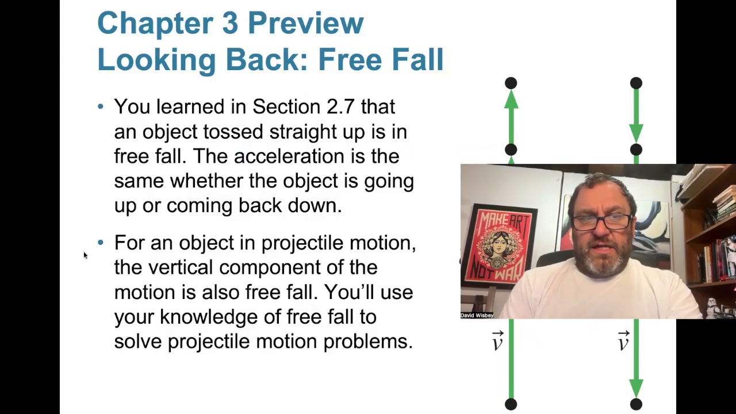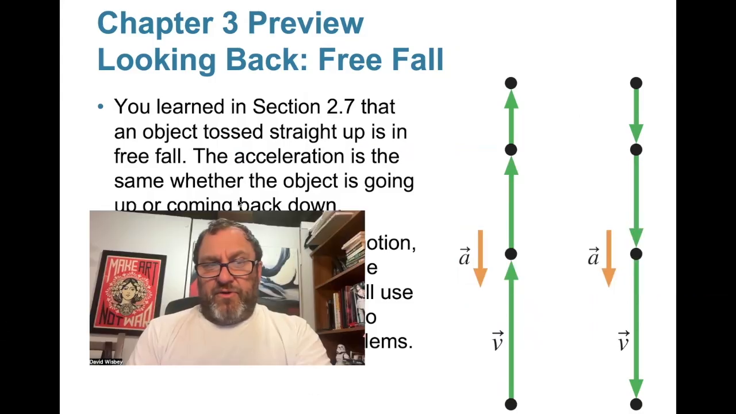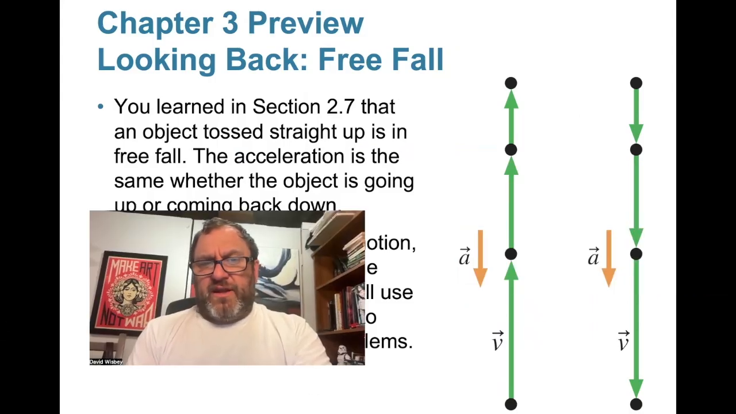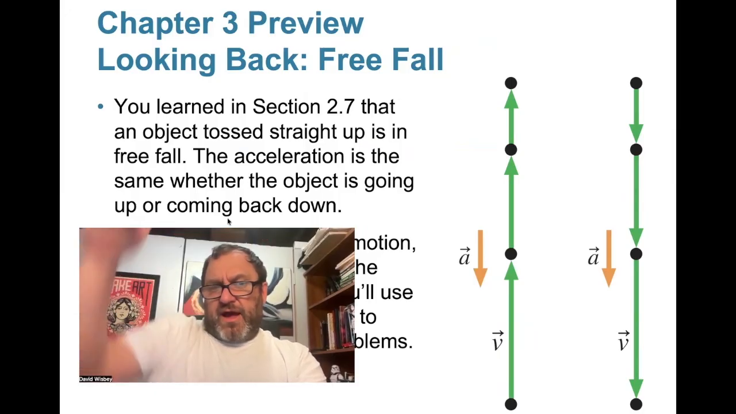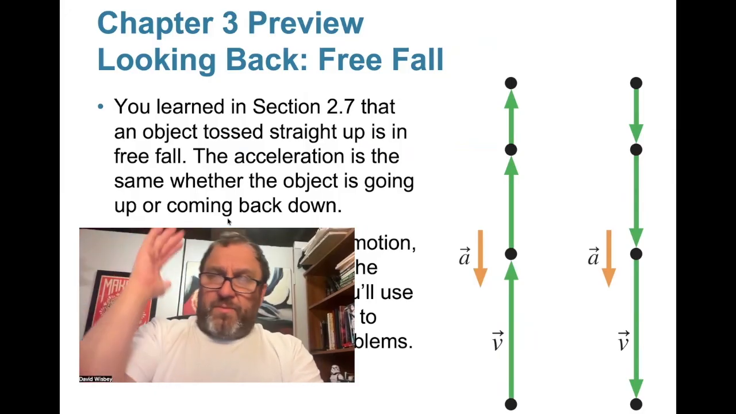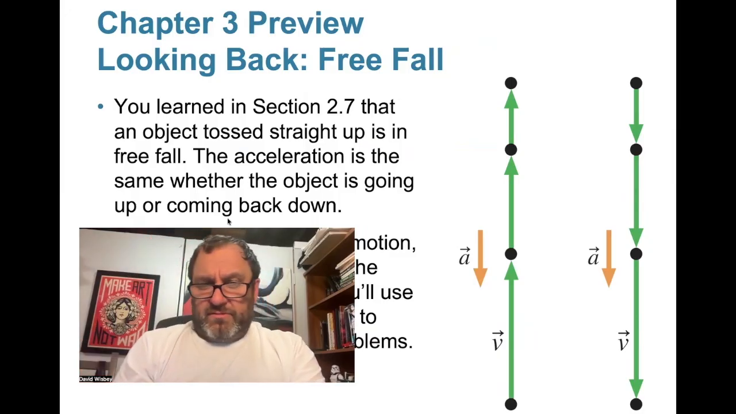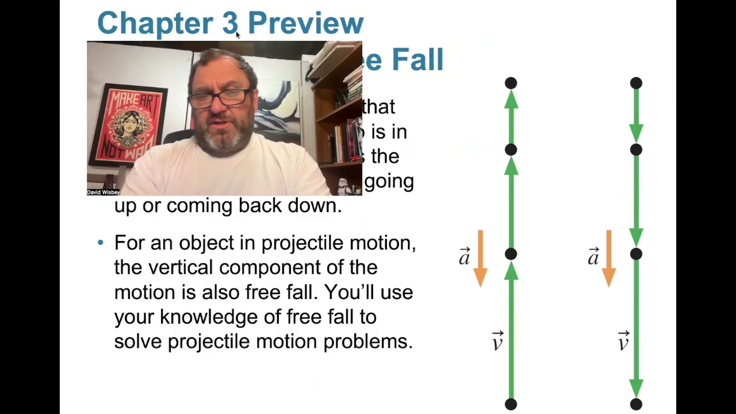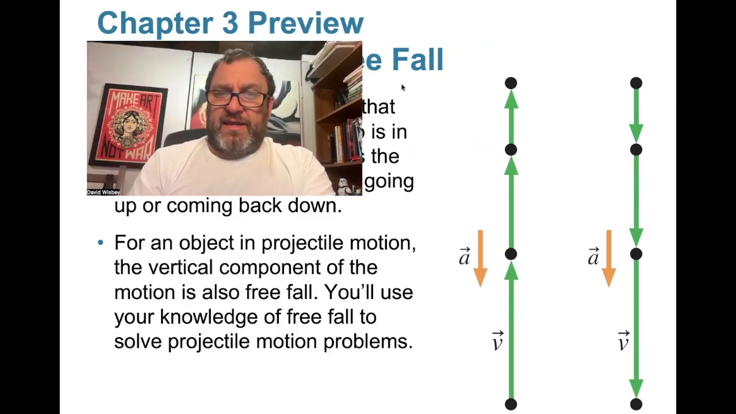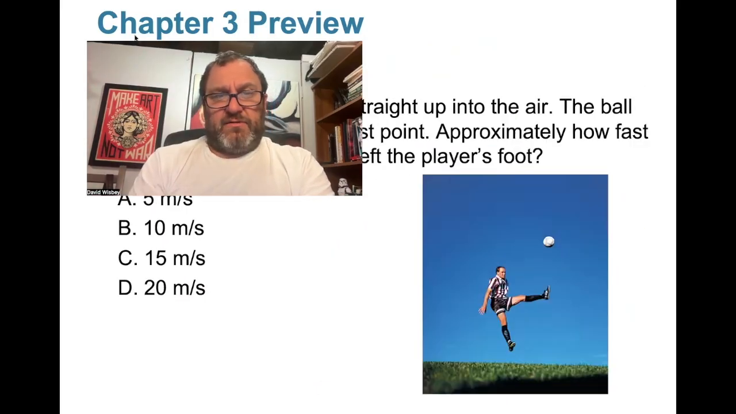Okay, so here, chapter 3, looking back, free fall. We learned in 2.7 that when an object is tossed straight up, the acceleration is the same whether the object is coming up or going down. a doesn't change. It doesn't matter what direction the velocity is.